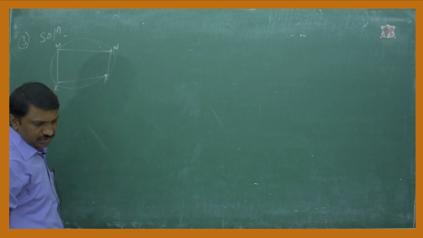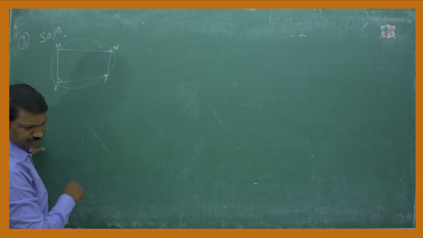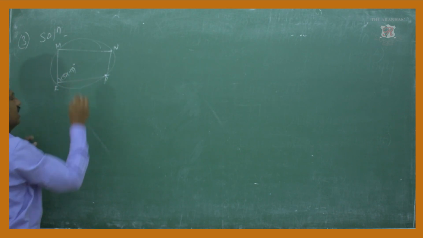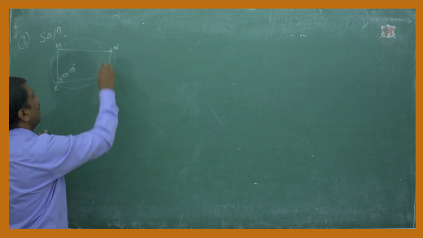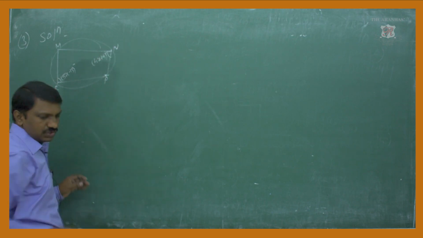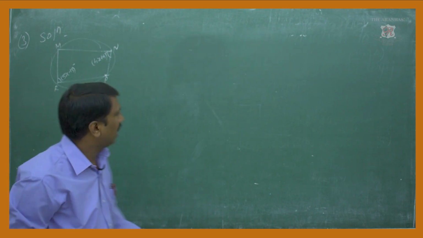MRPN is a cyclic quadrilateral, and in it angle R's measure is given as 5x minus 13 degrees, and next, angle N's measure is given as 4x plus 4 degrees. So these are the angle measures. Then find the measure of angle R and N.